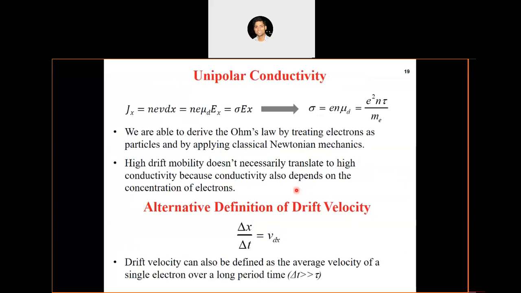We found out that the electrical conductivity comes out to be proportional to electron concentration and drift mobility. So if we want to have higher electrical conductivity, we need both higher electron concentration as well as drift mobility. Both of them should be high enough.